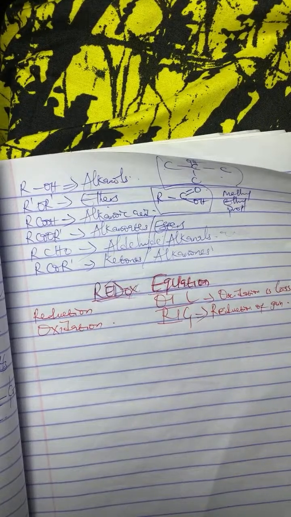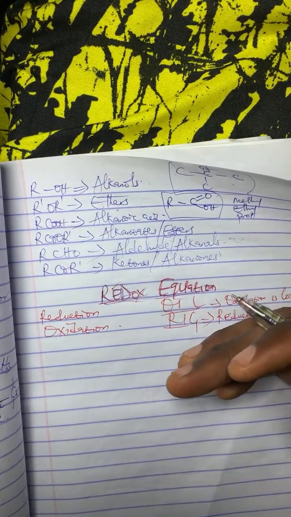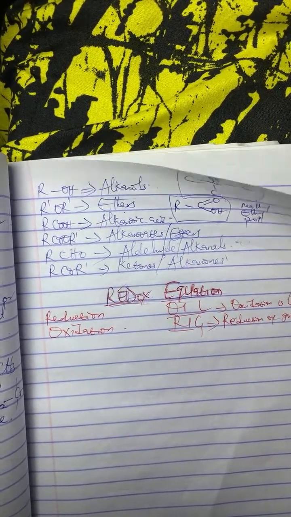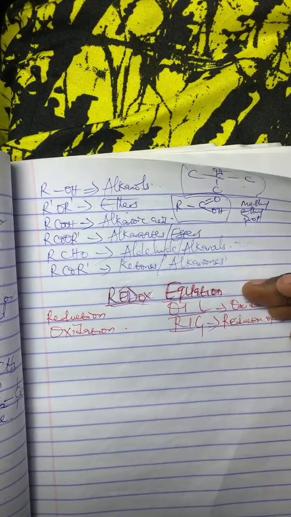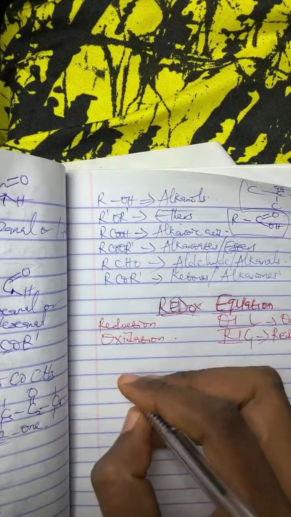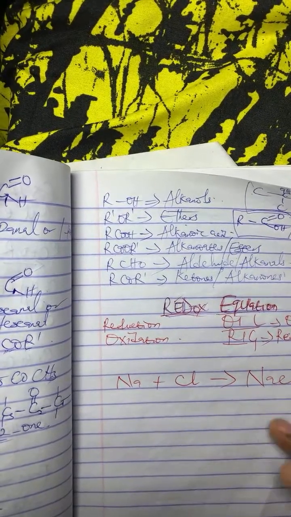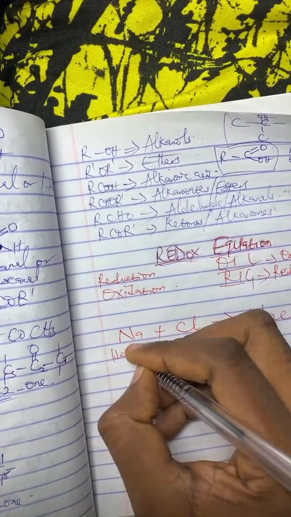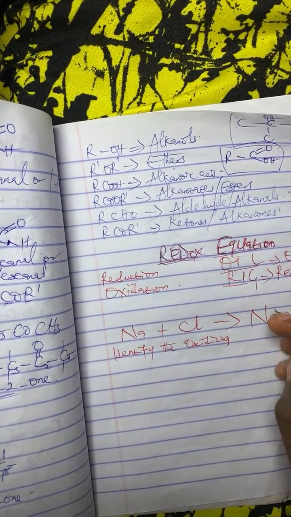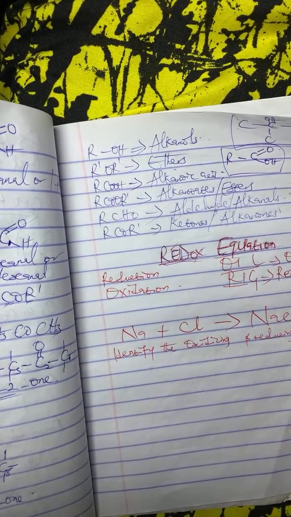Now, generally, a reducing agent is a species that is oxidized. An oxidizing agent is a species that is reduced. I'll go again. A reducing agent is a species that is oxidized. An oxidizing agent is a species that is reduced. Now, let me go straight to the point. Take for instance sodium plus chlorine. They are going to form NaCl. In the question, they can say, identify the oxidizing and reducing agent here.